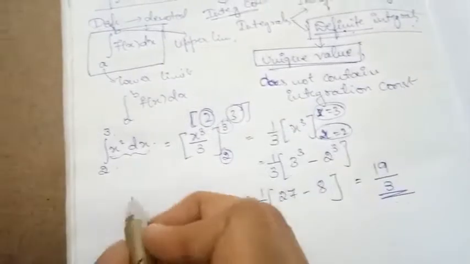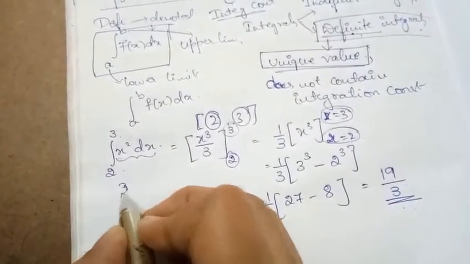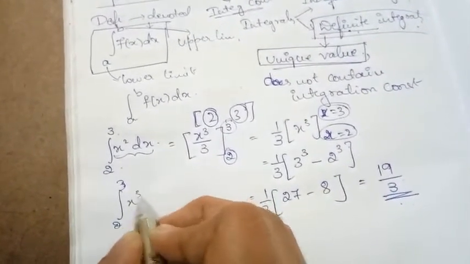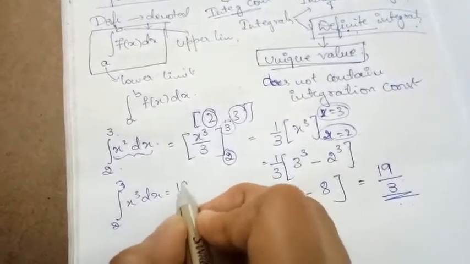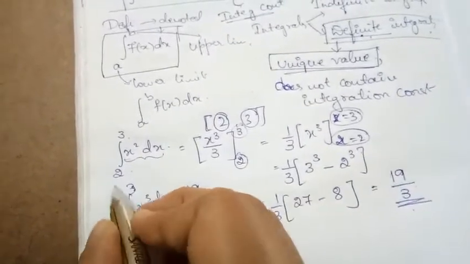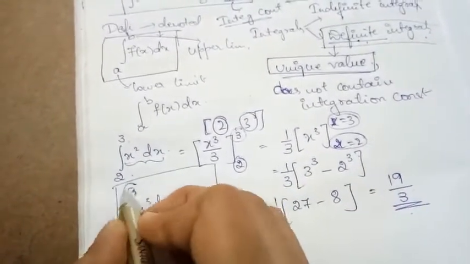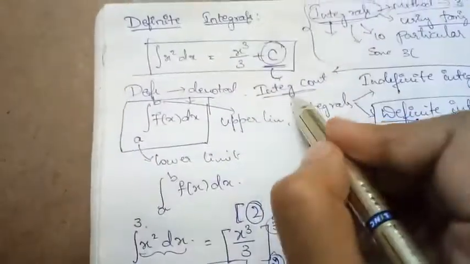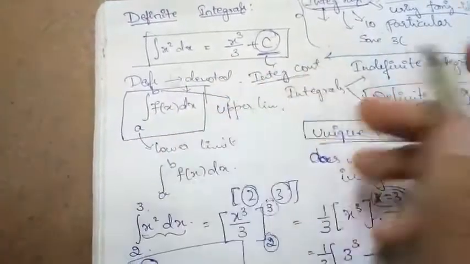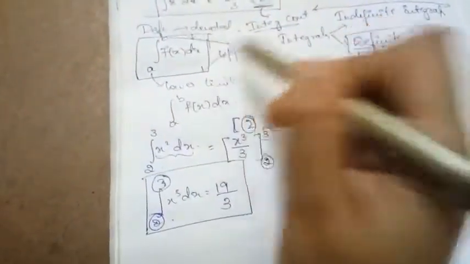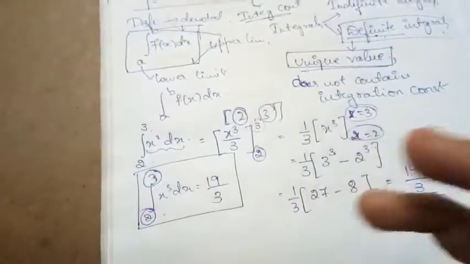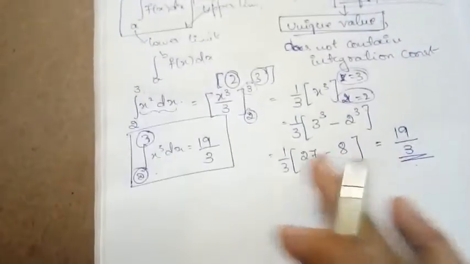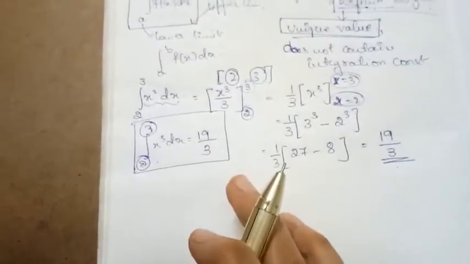So this is the integral value, the definite integral value of x square when it lies in the closed interval 2 to 3. This is what a definite integral is, and this is how we denote a definite integral. This is the general, basic idea regarding the definite integral.